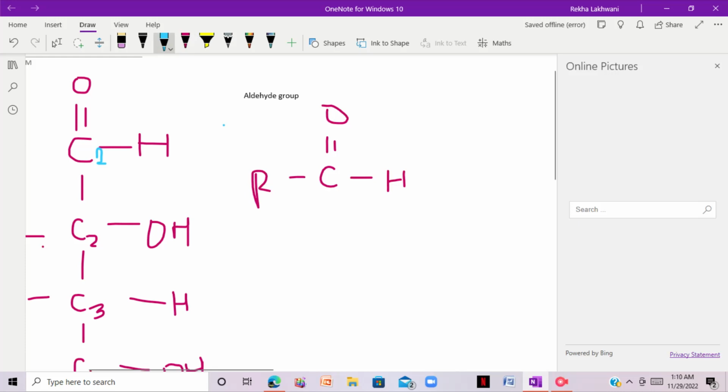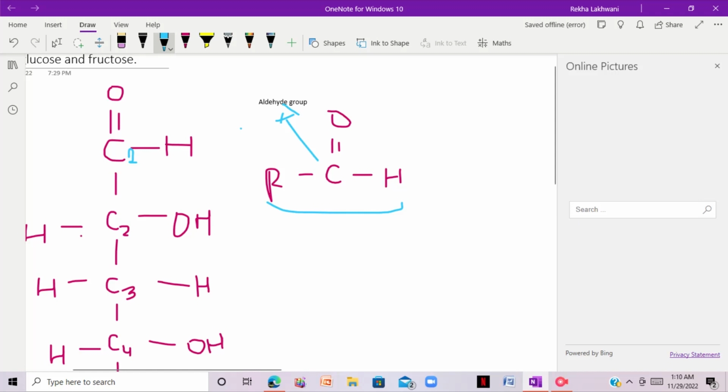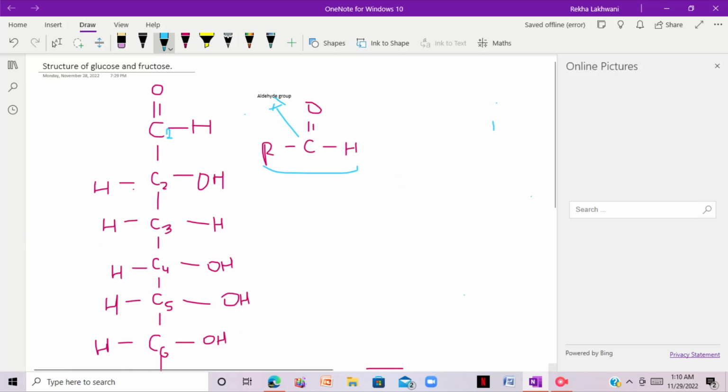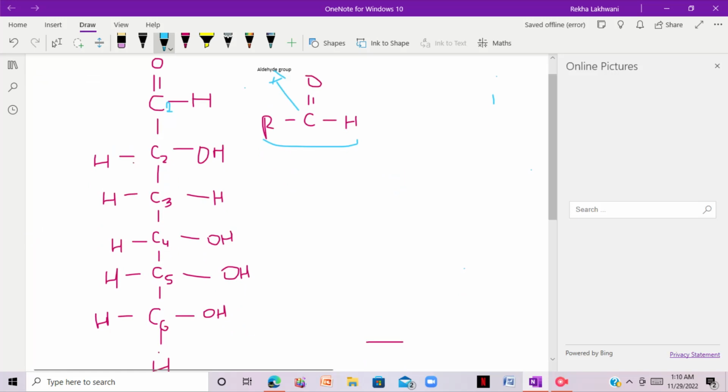Over here I have drawn the linear structure of glucose. As you can see, this is carbon number 1, carbon number 2, and carbon number 3. Here the OH will come. On every carbon the OH is on the right side, but on carbon number 3 the OH is on the left side. This is basically a trick to learn the structure of glucose. So this is the linear structure of glucose.